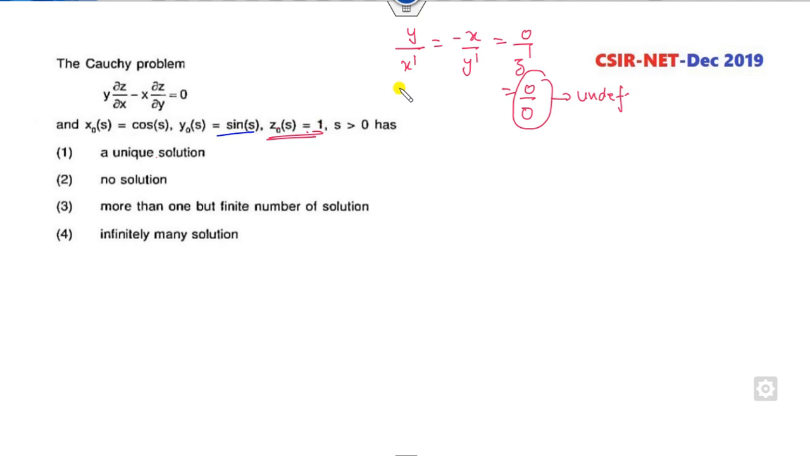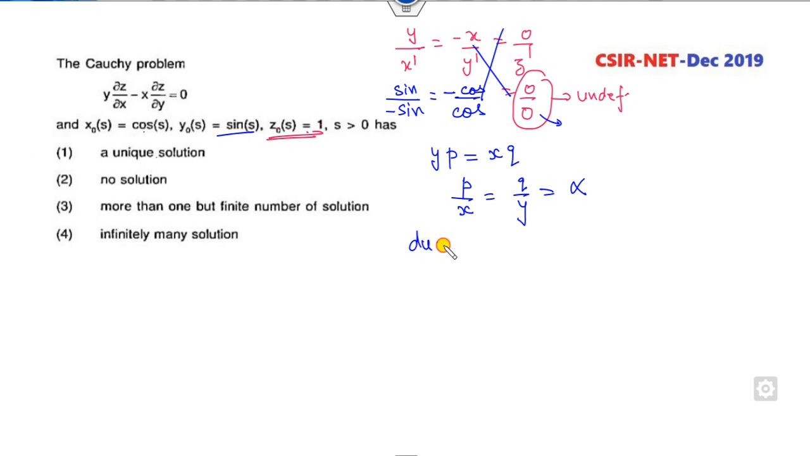Otherwise, you can substitute y is sin and x dash is minus sin, x is cos, this is cos. And you can see this is minus 1, 1, both are the same, but this is undefined. So you can't say there is a unique node there. So then how can you solve that? Again, it's very simple. I can write this value as y, p is x, q. So I can write it in this form. This is alpha, so I can write this solution as p dx plus q dy. So P I can write as alpha x dx plus y dy.